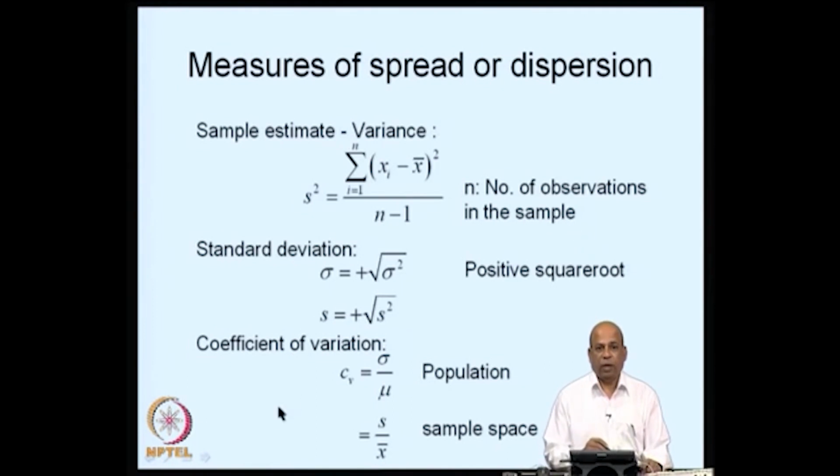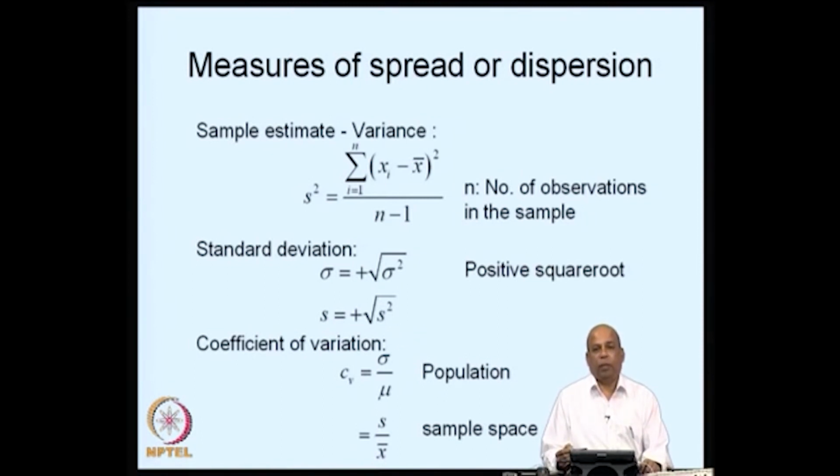Then we define the standard deviation as the positive square root of the variance. So, the standard deviation is simply the positive square root of variance, and the associated sample estimate for that is given by S as the positive square root of S square.